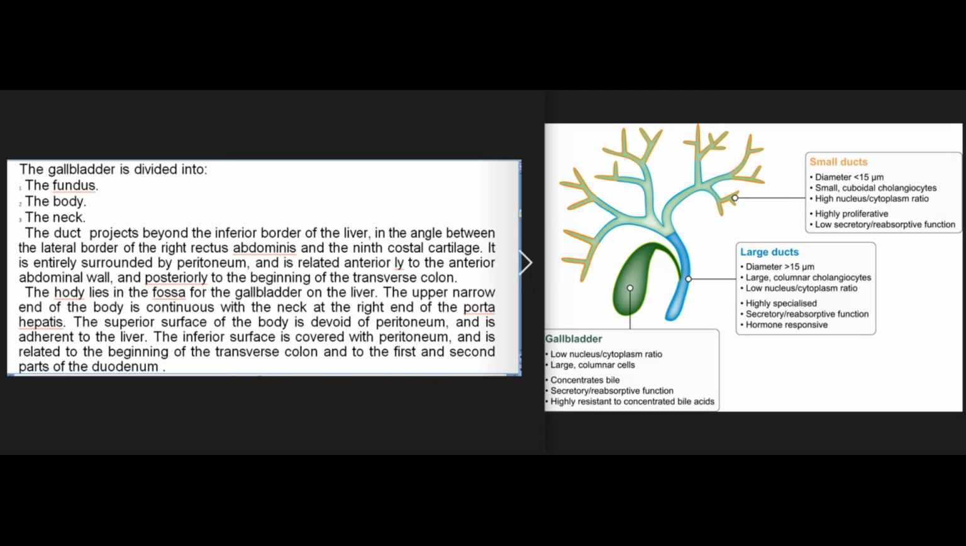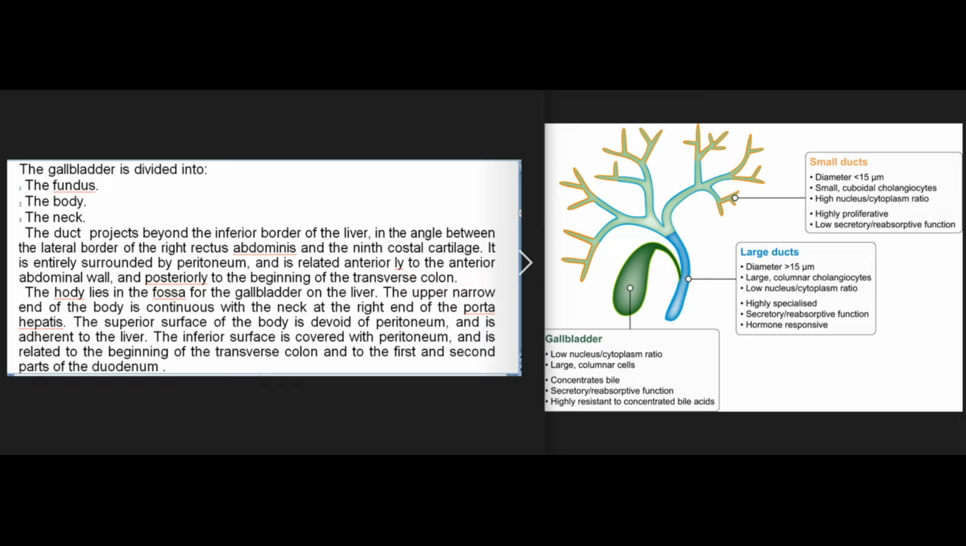The fundus projects beyond the inferior border of the liver, in the angle between the lateral border of the right rectus abdominis and the 9th costal cartilage. It is entirely surrounded by peritoneum, and is related anteriorly to the anterior abdominal wall, and posteriorly to the beginning of the transverse colon. The body lies in the fossa for the gallbladder on the liver.